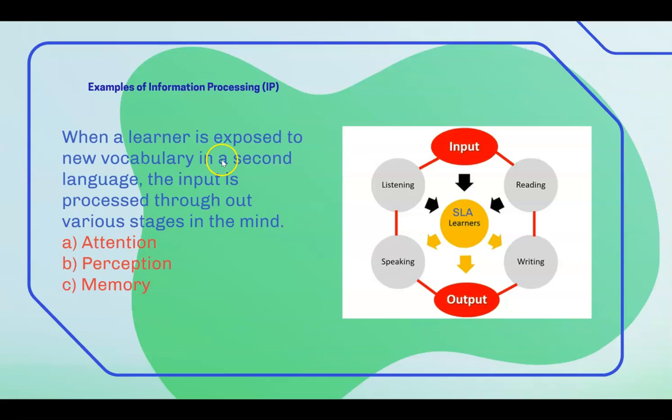For example, when a learner is exposed to new vocabulary in a second language, the input is processed through various stages in the mind: attention, perception, and memory. Here in this example, we can see the SLA learner, and there's attention, perception, and memory, and here is the input, and that can be through reading a book, newspaper, anything, or listening to music, a book, the radio, TV, and all that information goes here, and when it's needed, the learner will put it out through ways like writing or speaking. So there's storage here and then it goes out.